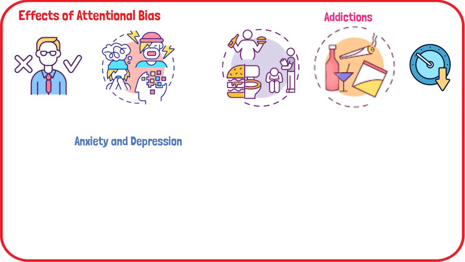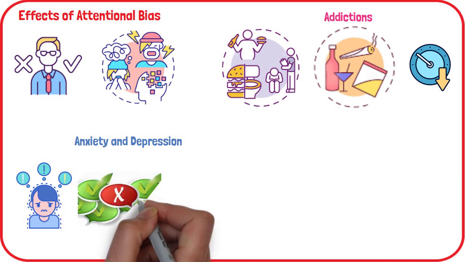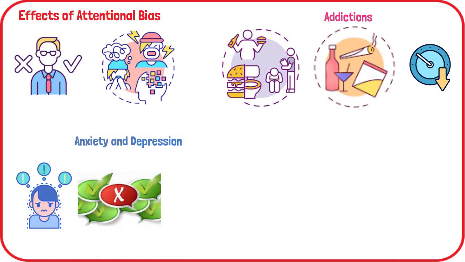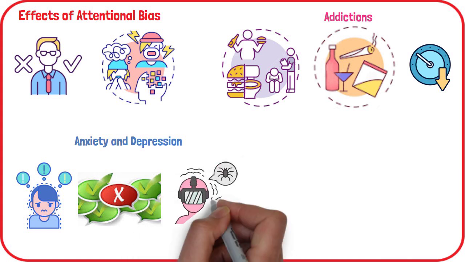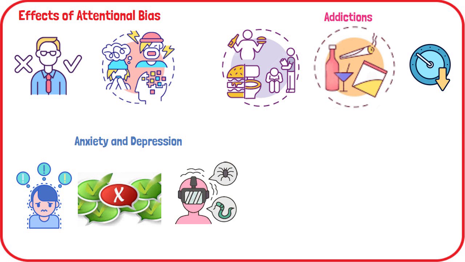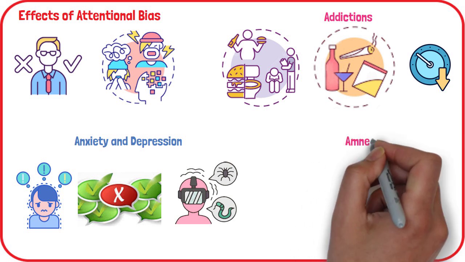Anxiety and depression. This bias may contribute to increased anxiety and depression, as people tend to be overly focused and biased toward negative stimuli. However, it is also seen that people who focus better on selective stimulus respond better to exposure therapy for anxiety and phobias.